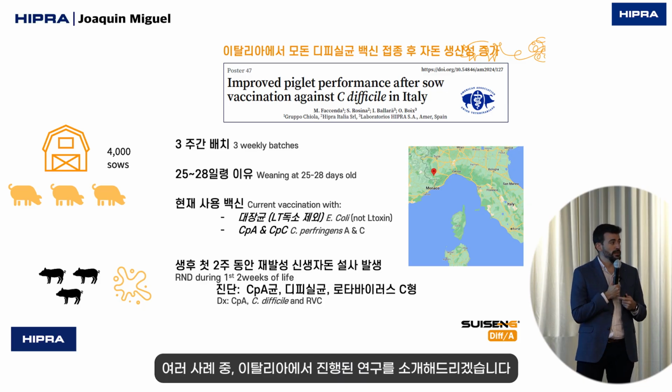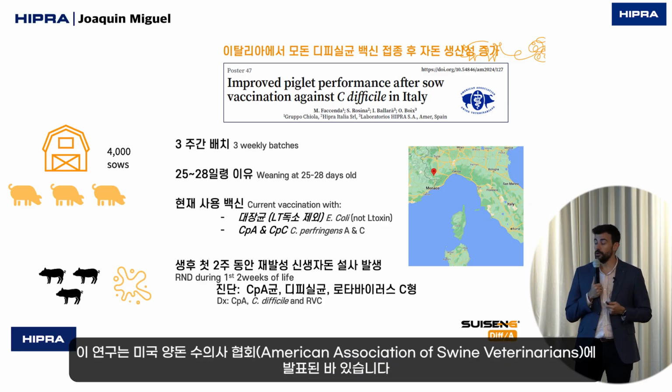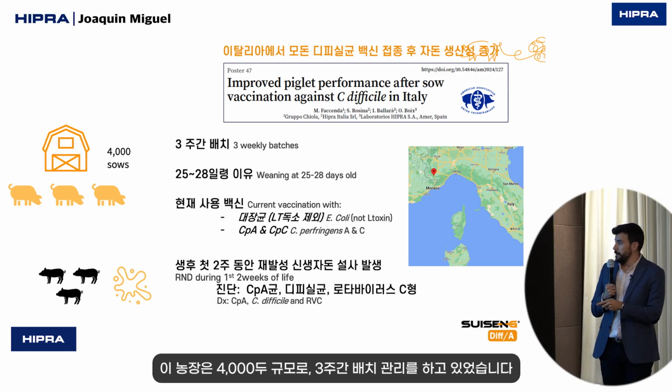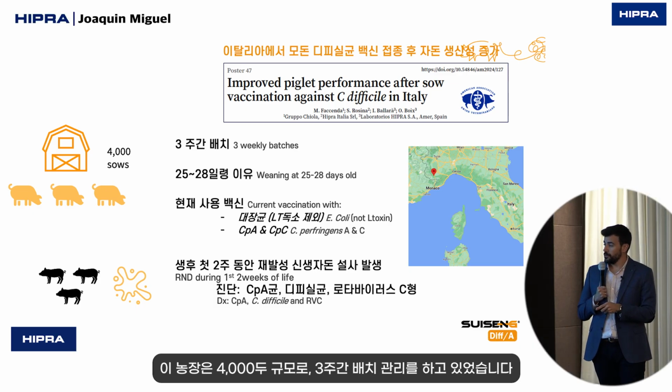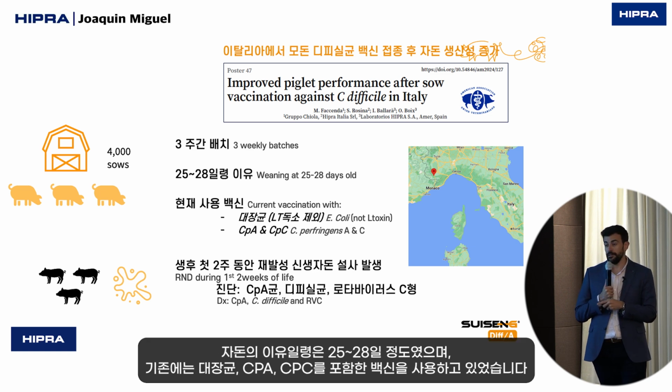This one was carried out in Italy, in the group Ciola, which are the main producers of Parma ham in the world, and it was published at the American Association of Swine Veterinarians. It was carried out in a 4,000 sow farm, working in a 3-weekly batch management and weaning the piglets at 25 to 28 days old. They were using a trivalent vaccine containing E.